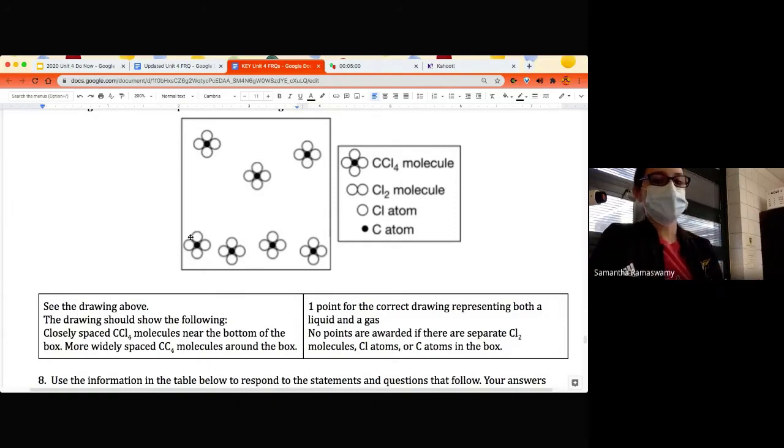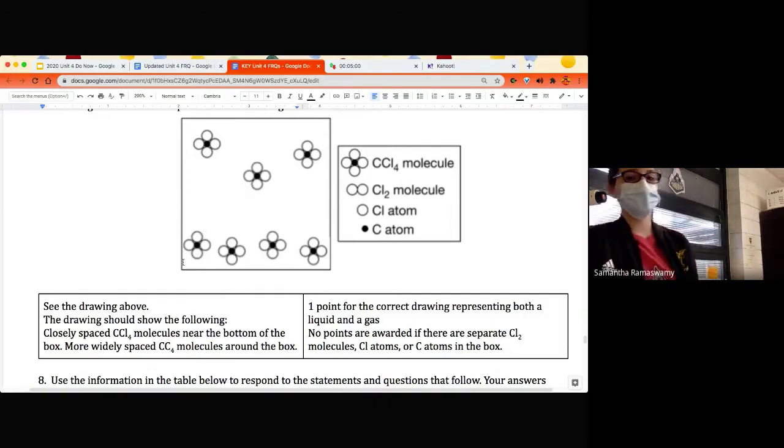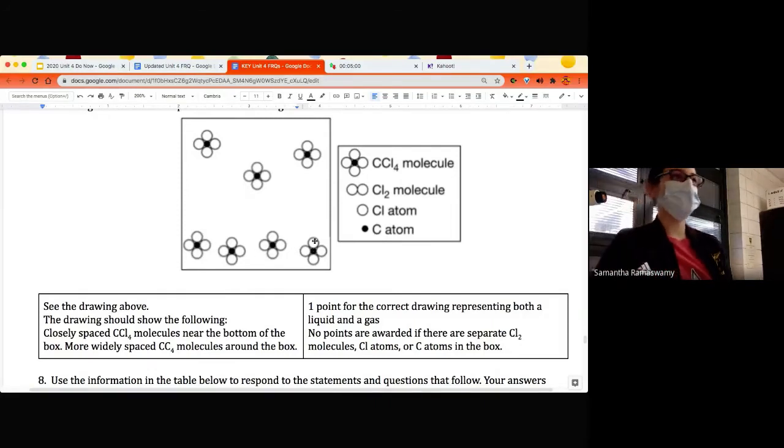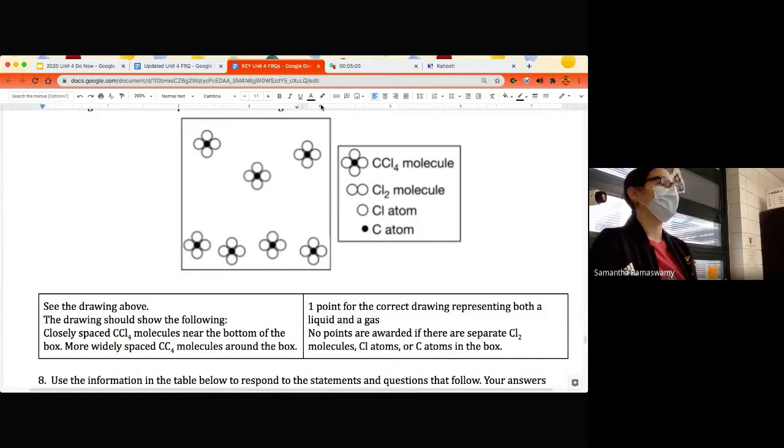So you need to show some CCl4 molecules close to each other near the bottom of the container. That's the liquid. Then you show some, 1, 2, 3 CCl4 molecules spaced out toward the top of the container. That's the gas. But notice it's all still CCl4.